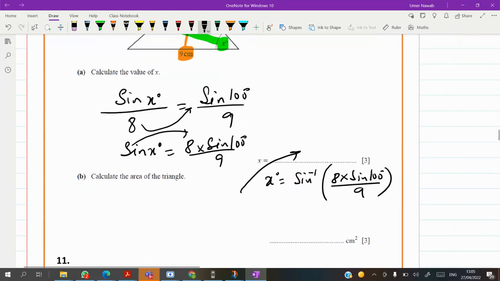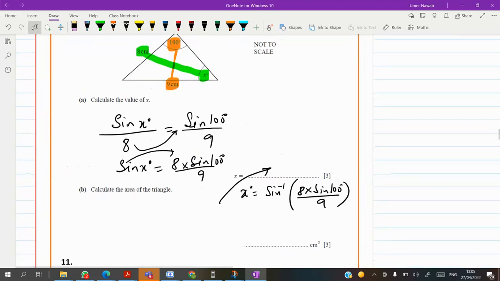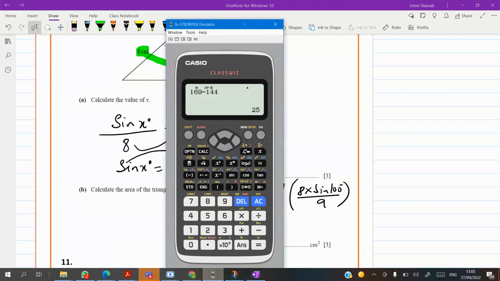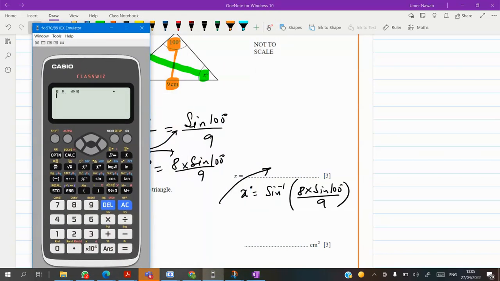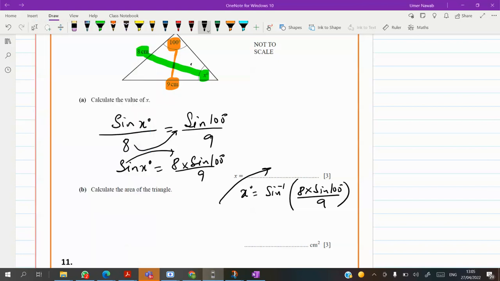Area of a triangle, guys. Once I know the angle x, then it would be easier for me to find the area. But let me find x first, guys. I write shift sine, fraction 8 times sine 100 over 9, and then close the bracket. It gives us 61.09. So this angle is 61.09. I wrote it purposely to two decimal places, because within calculation, don't write any angle to one decimal place. The final answer can be given in one decimal place, but within calculation, no.